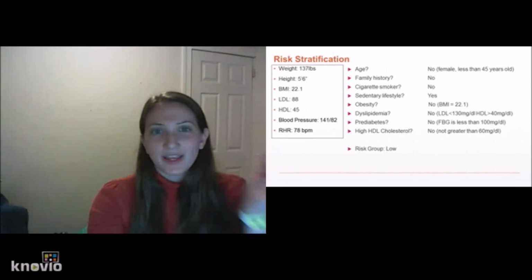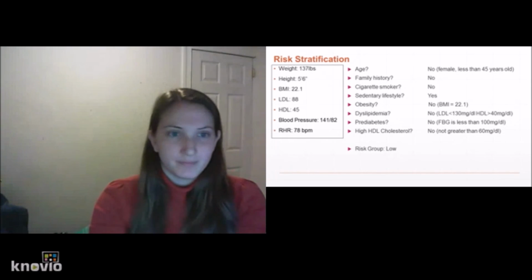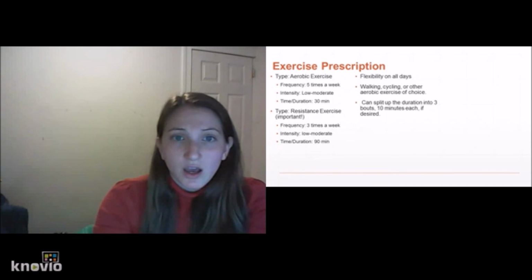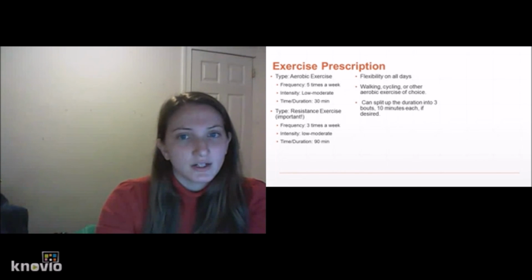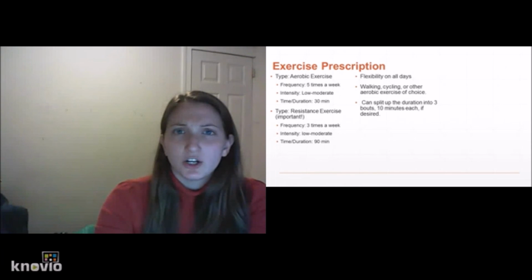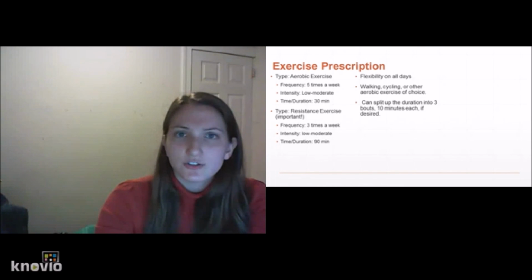So I have aerobic exercise, frequency 5 times a week, intensity low to moderate, time duration 30 minutes. Here's a resistance exercise, 3 times a week, low to moderate, 90 minutes each session. I still want her to do flexibility, obviously, and walking and cycling, other aerobic exercises of choice. She can split her time up, her 30 minutes a day, into 3 sections if she wants.